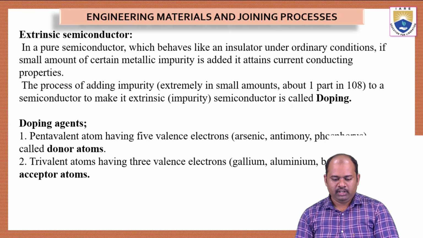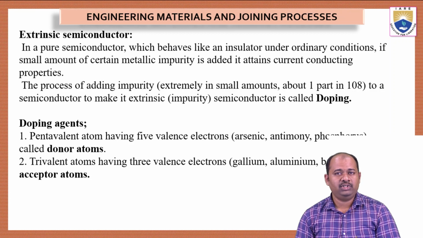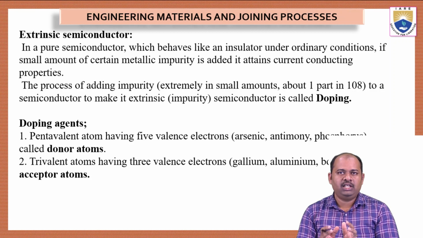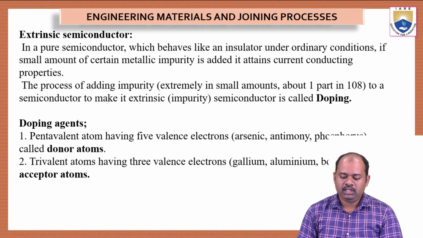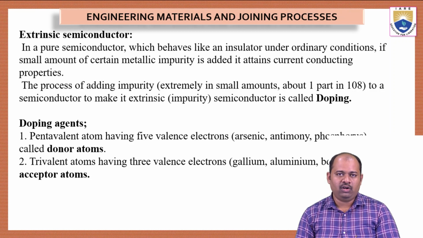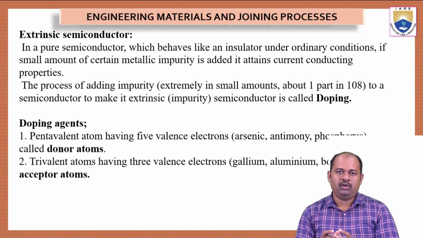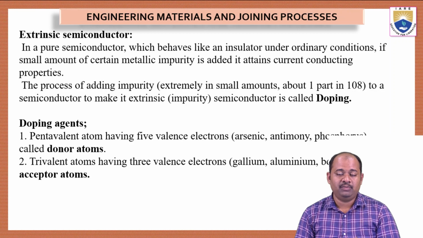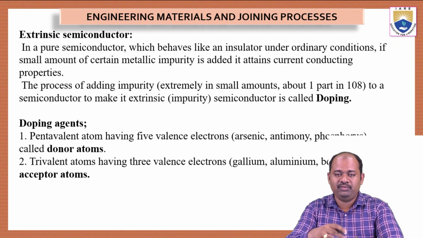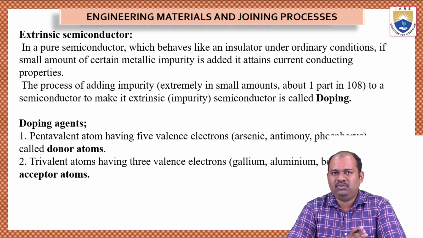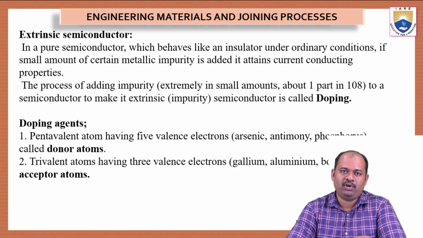And then we have extrinsic semiconductors also. In a pure semiconductor, which behaves like an insulator under ordinary conditions, a small amount of certain metallic impurity is added. It attains current conducting properties. Previously, the intrinsic semiconductor was a pure form of a semiconductor, but not this one. This is an impure form, where a small impurity is added in order to improve the semiconducting properties. The semiconducting properties are developed by the addition of this impurity. So the impurity is not a foreign object added for no use. It is added on purpose to improve the properties.